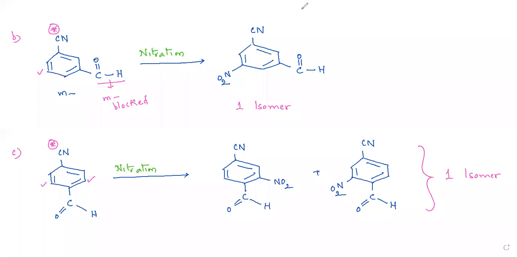Now the final mantra for such a thing can be given as: 2 for ortho, 1 for meta, 1 for para. That's it. Now let us go for the third and the final variety. When one is ortho para, the other one is meta.